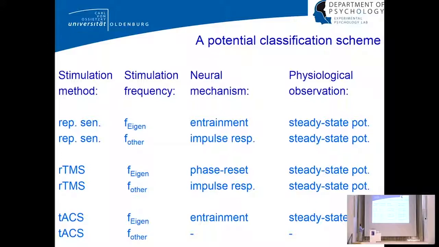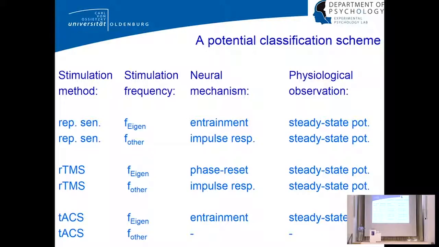Then, if you use repetitive TMS at the eigenfrequency, this is just a huge impulse as compared to the size of the oscillation. This would not be considered entrainment by the authors of that book. As already Jonas said, only weak interference is considered. So that is probably a phase reset. But again, what you observe is a steady state potential. So that doesn't tell you anything. Then if you use rTMS at another frequency than the eigenfrequency, probably, again, you get impulse responses. Cannot be phase resets because there were no oscillations beforehand. And again, you would observe the same.